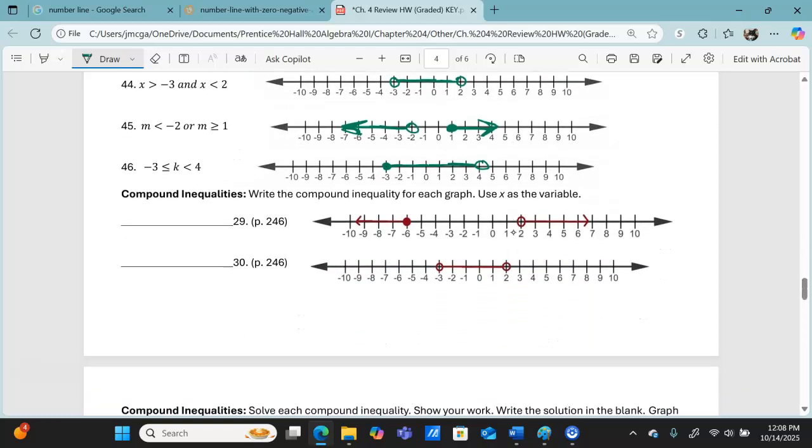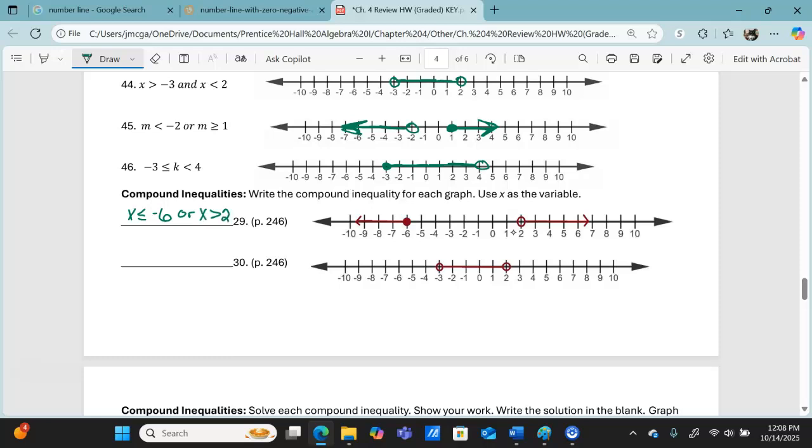These two come off of page 249 or page 246. This is an or. They go in opposite directions. So x is less than or equal to -6 or x is greater than 2.